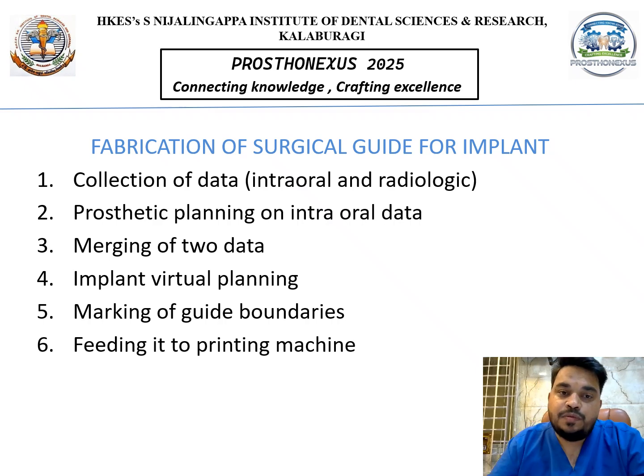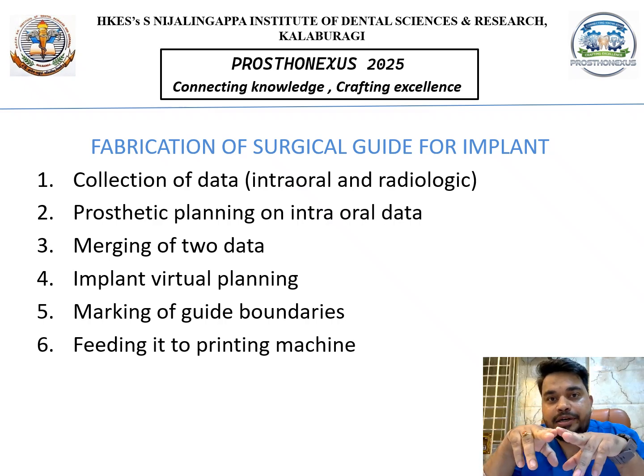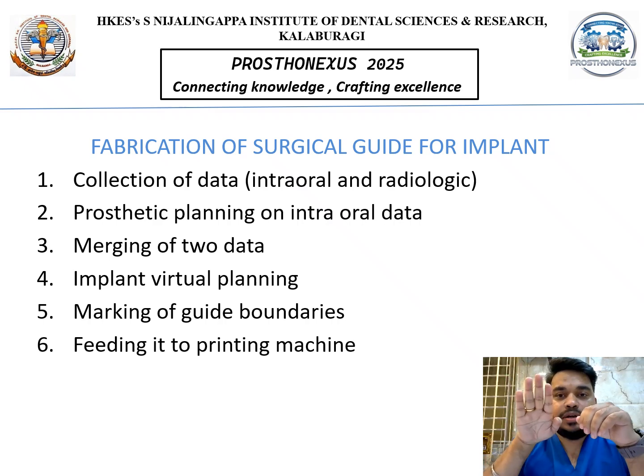Okay. So with this, what all you require for a surgical guide, the data. So there is again a collection of data. There is intraoral and radiological. To fabricate a surgical guide, we require two types of data. One data is your intraoral data. Second data is your radiographic data.